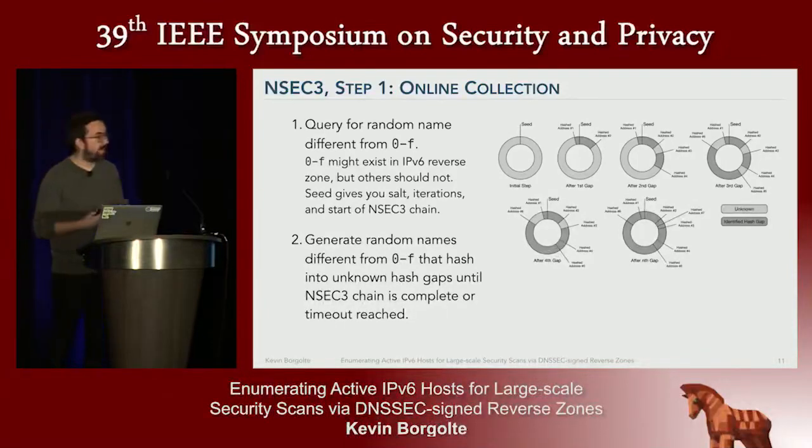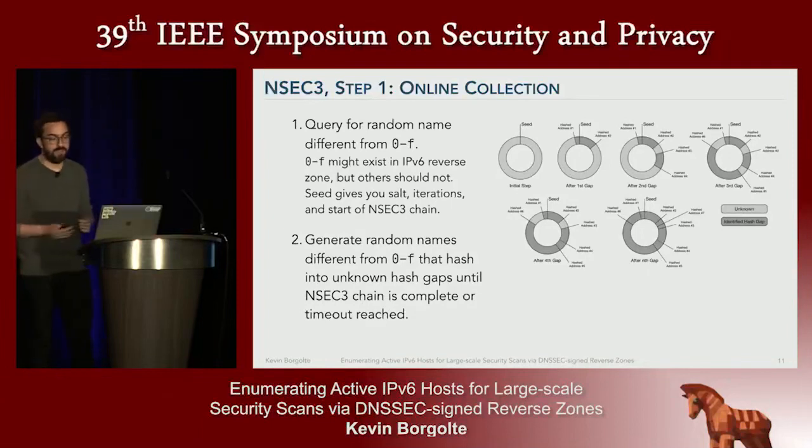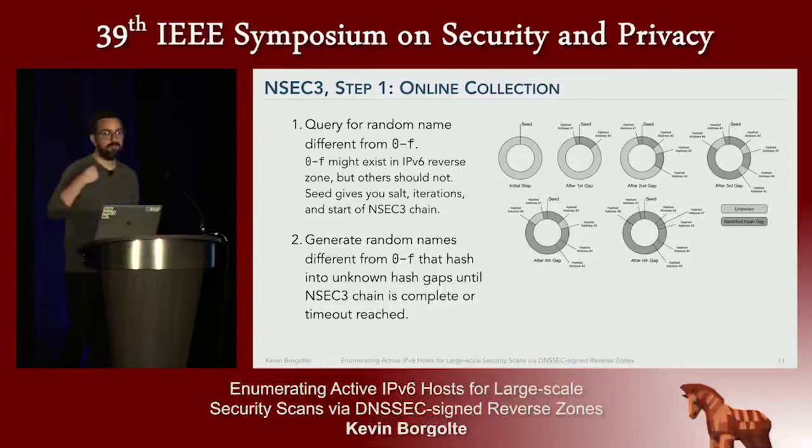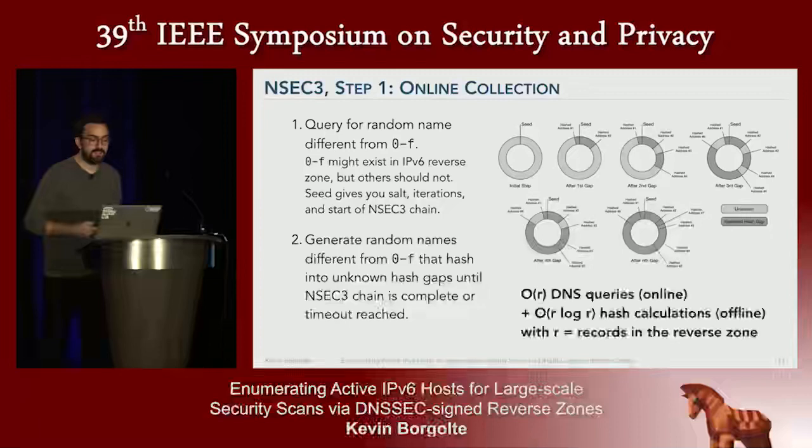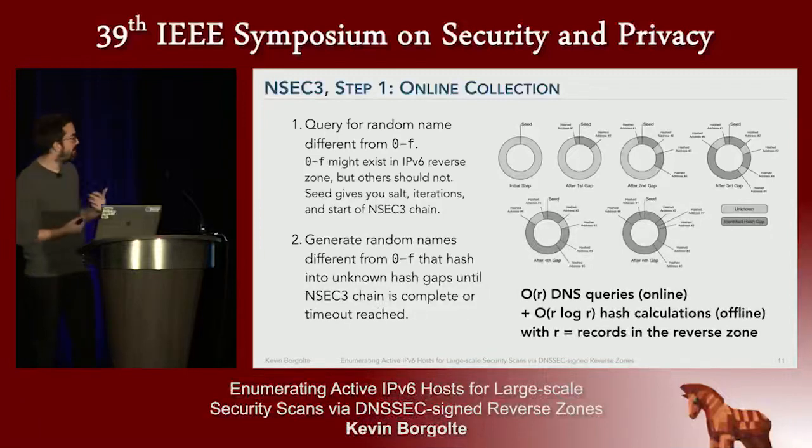In step 2, essentially after the first gap, we might get hashed address 1, which goes to hashed address 2, and then we start generating a new hash, which is lexically after hashed address 2, and would loop back to hashed address 1. And then we start going through the chain and collecting more and more hashed addresses. And ultimately, this needs around our queries that we need to do online, and all of the hash calculations, which are on average O(log R), that we can do offline.